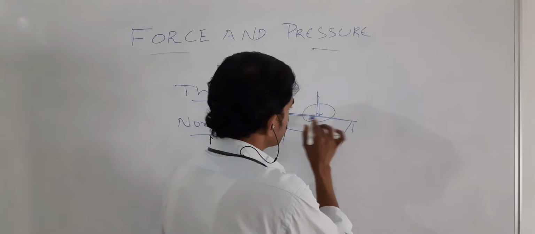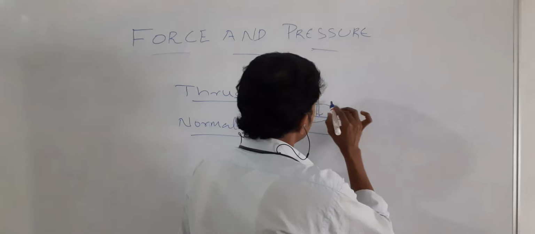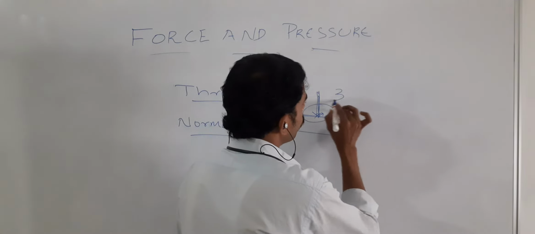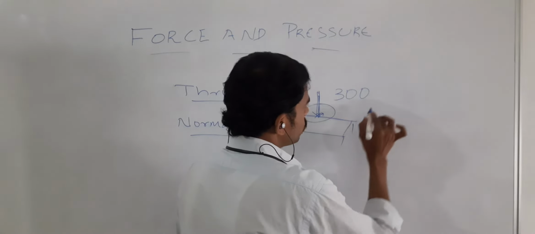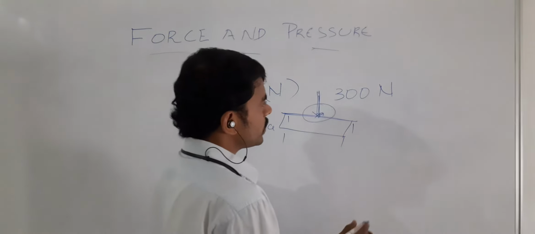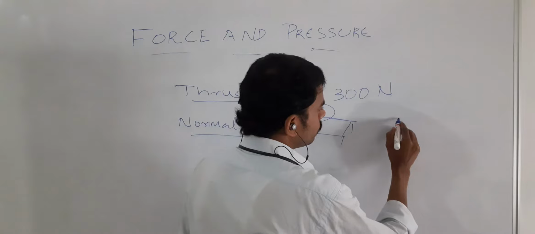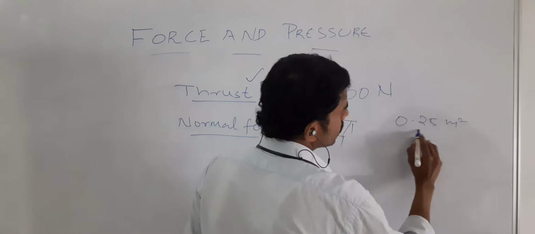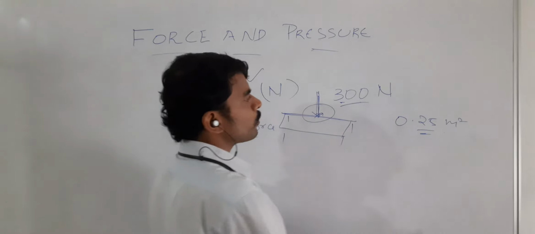So the force exerted by the boy on the bench we are taking as 300 Newton, and the contact surface we are taking as 0.25 meter square. So that is the contact area. This is the force applied.